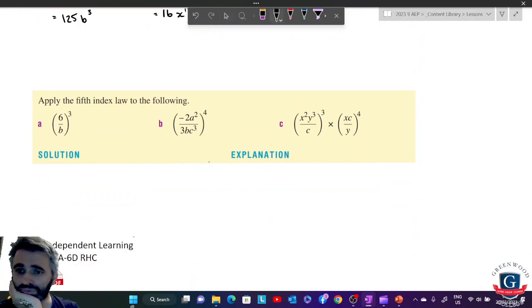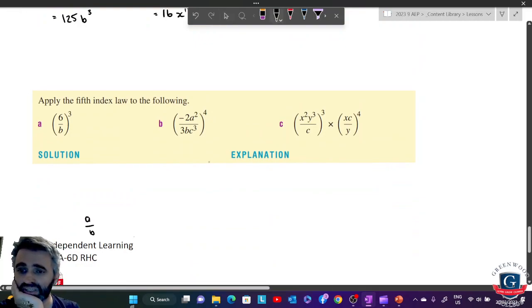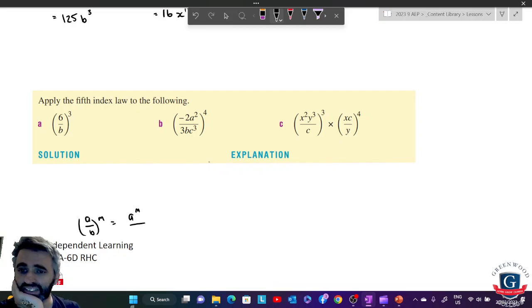Now the fifth law simply says if we have a on b raised to the power of m, it becomes a to the power of m on b to the power of m. So in this case, it would be 6 to the power of 3 on b to the power of 3.